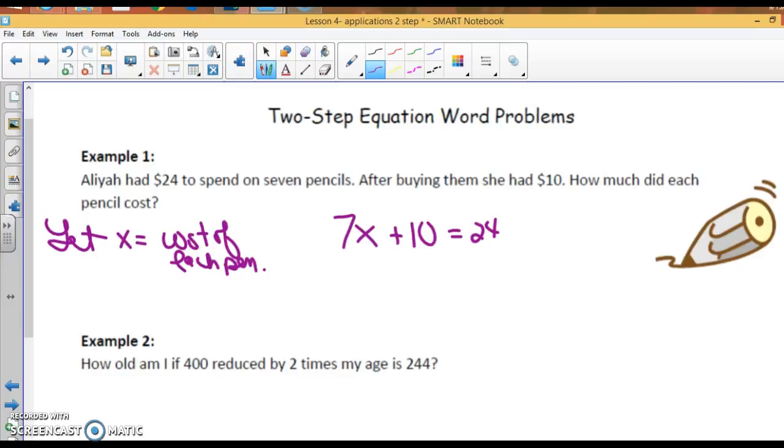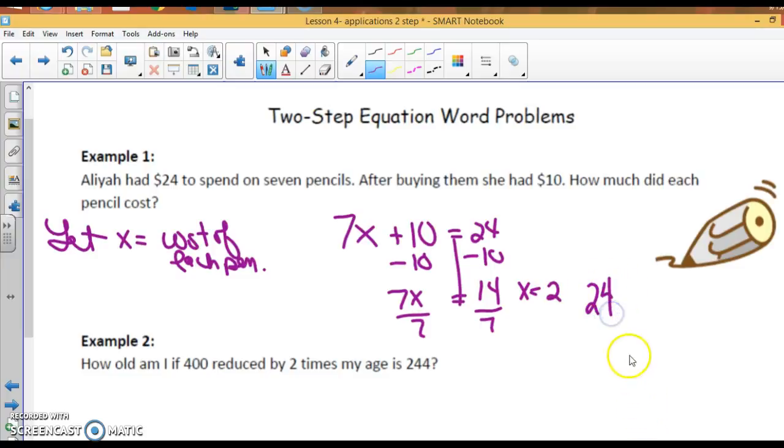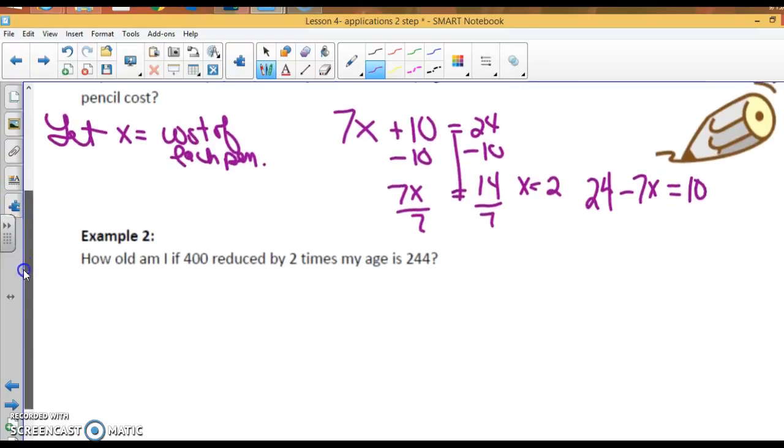So, let's solve this. Subtract 10 from both sides. 7x equals 14. Divide both sides by 7. x equals 2. Now, you could set up a different equation. I could do it this way: 24 minus the cost of the pencils, 7x, equals 10, what she had left. And if you solve that, you're going to get the exact same thing.